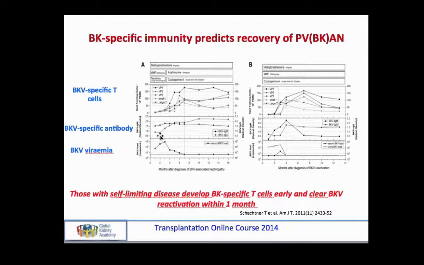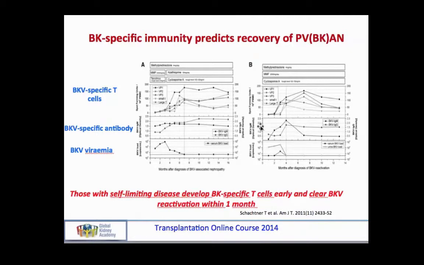And associated with the resolution of viremia, you have development of BK-specific antibody and BKV-specific T cells. Okay, that's in the top panel there. So as the viremia clears, you develop antibodies, and you develop BKV-specific T cells. So those with, if you like, the self-limiting disease develop these BKV-specific T cells quite early and clear the virus quickly.